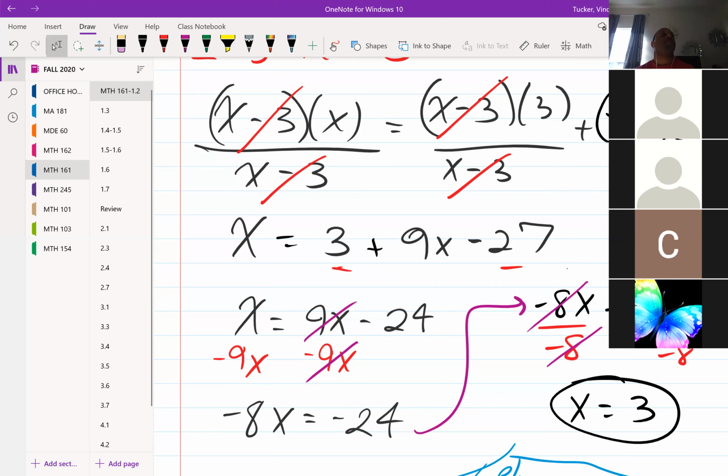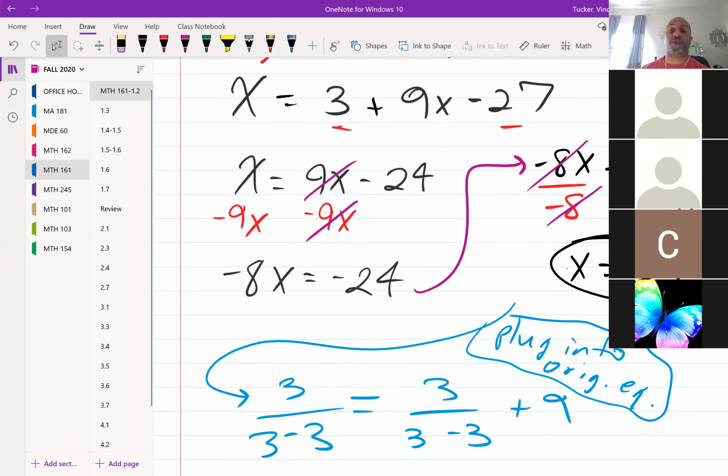All right, so remember I mentioned that if you ever want to check your solution, you're going to plug it into your original equation. You don't necessarily have to check every single time. If you did everything correct, then you should get the right answer. There will be situations where you have to check. Even if you've done everything correctly, you still could have an answer that's not a legitimate solution. We haven't gotten there yet.